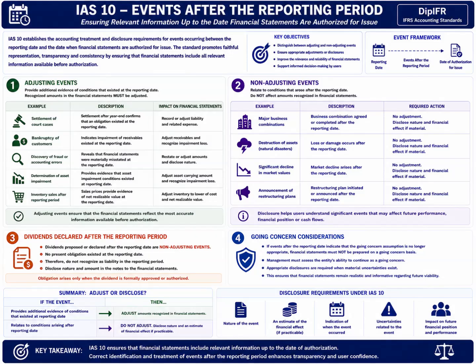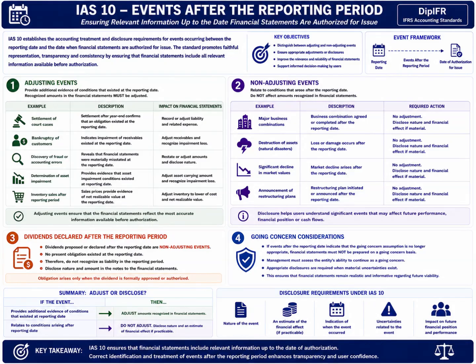However, when non-adjusting events are material, IAS 10 requires disclosure of the nature of the event and an estimate of its financial effect if practicable. This disclosure helps users understand significant developments occurring after reporting date that may influence future operations, financial stability, or investment decisions despite not affecting historical financial statements directly.